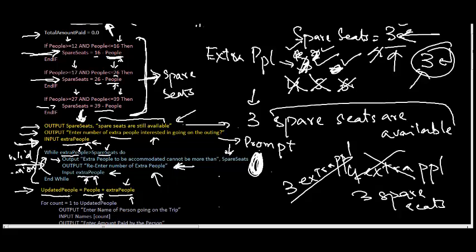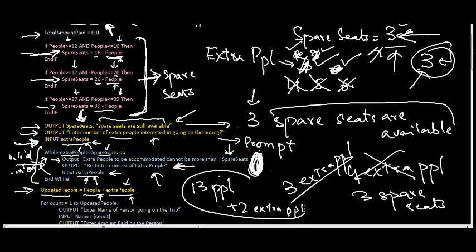So we have calculated the updated people, right? Previously 13 people were going on the trip, and now 2 extra people have joined. So in this case, we'll have 15 people going on the trip. This will be the updated value. So we are using a variable, updated people, to store the number of updated people that are going on the trip.